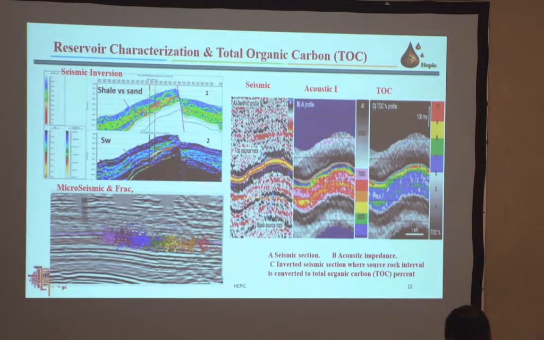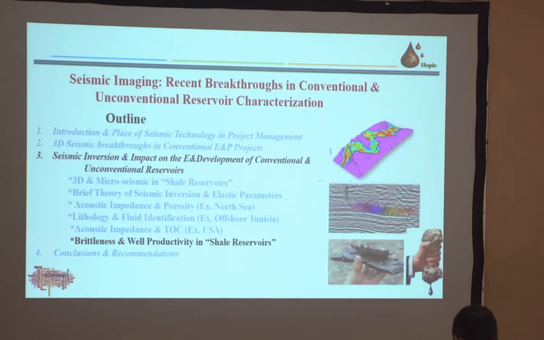The same inversion was used to determine the richness in total organic carbon. This is the seismic line, and its inversion in terms of acoustic impedance. And there is a close relationship between acoustic impedance and the content of total organic carbon. And you can see that the best areas are located at the top, but within the reservoir, the rest of the area has some heterogeneity, and this allowed us to better locate the future wells.